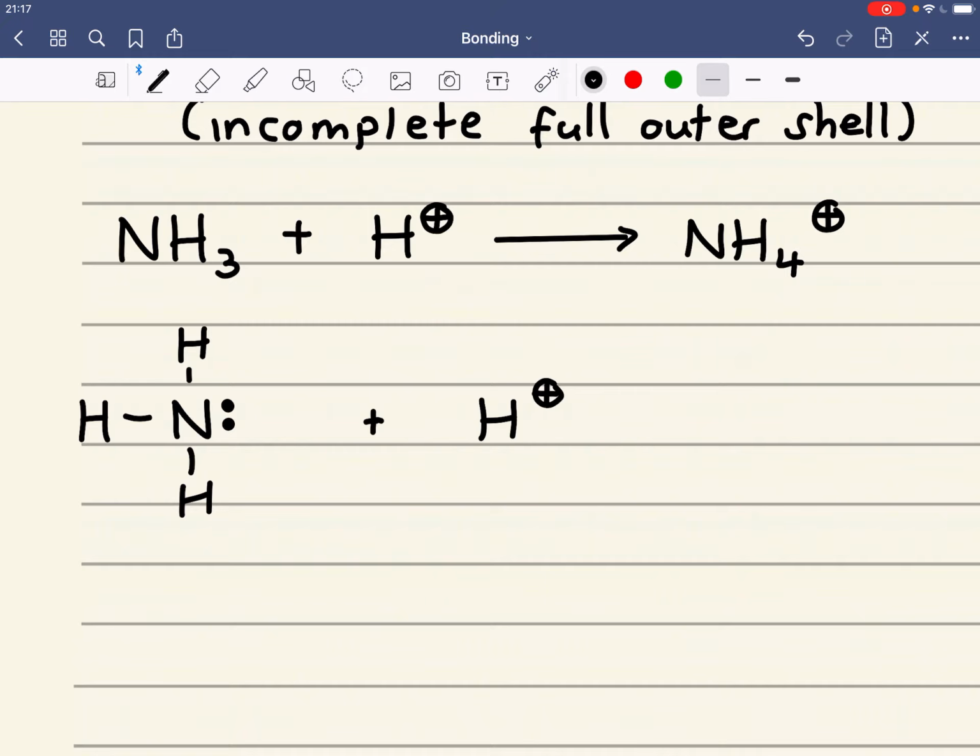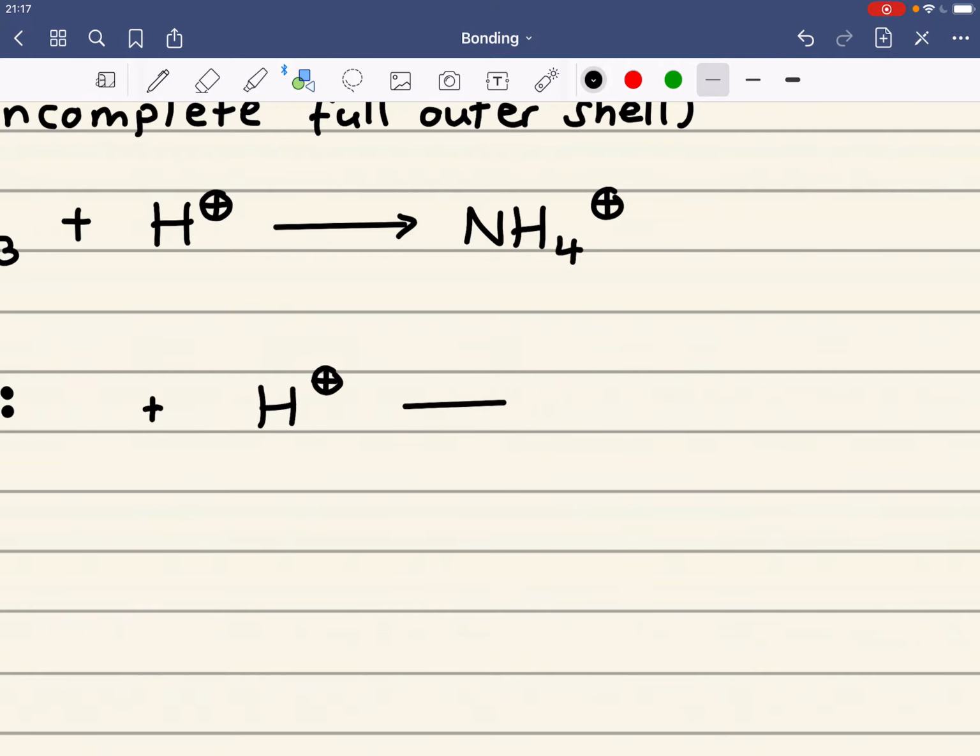It can, in effect, gain 2 more electrons, and what it's going to do is share these 2 electrons to get the full outer shell. So what we're going to say is that the 2 electrons, or this lone pair of electrons on the nitrogen, is going to be used to form this dative bond with this hydrogen ion.